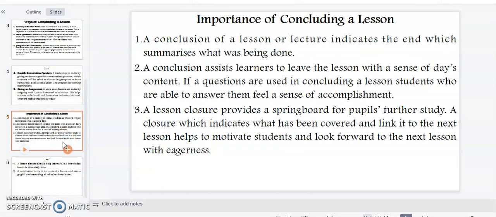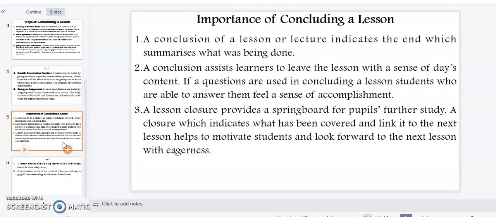Now, in this following section, I want to take you through the importance of concluding a lesson. In other words, why concluding a lesson is important to teachers. Number 1, a conclusion of a lesson or a lecture indicates the end, which summarizes what was being done.